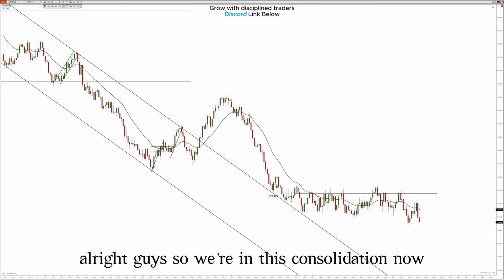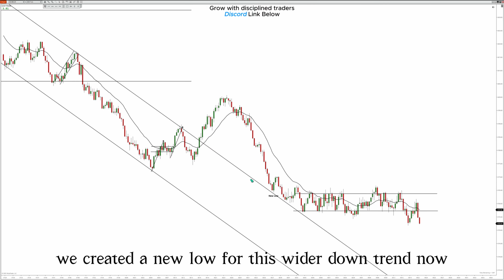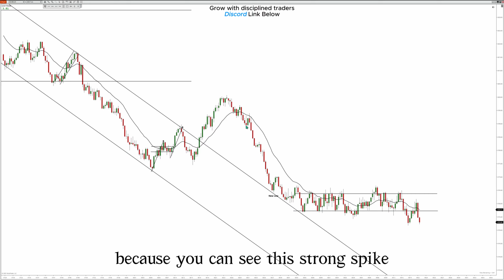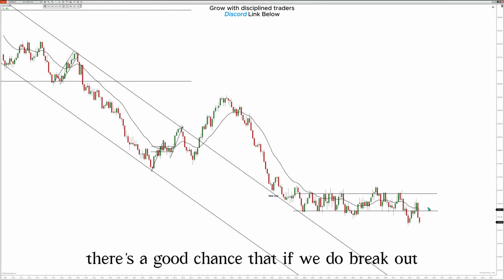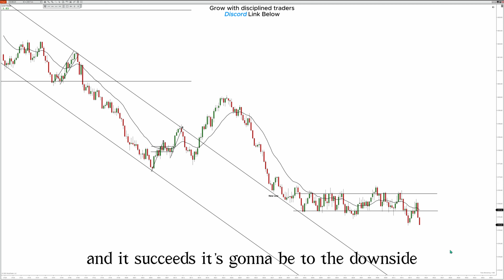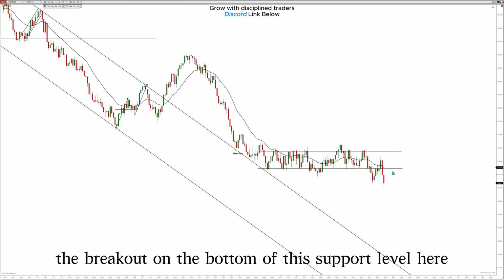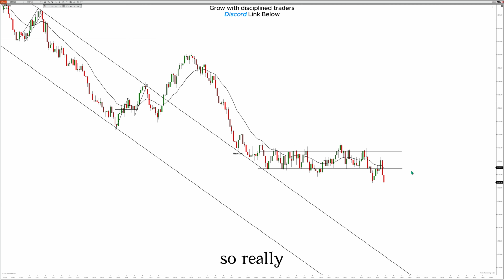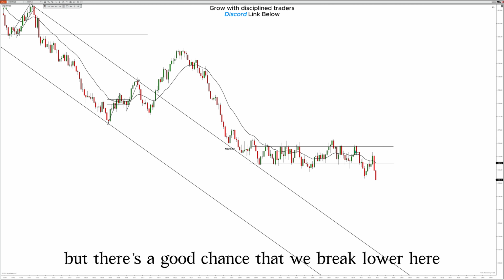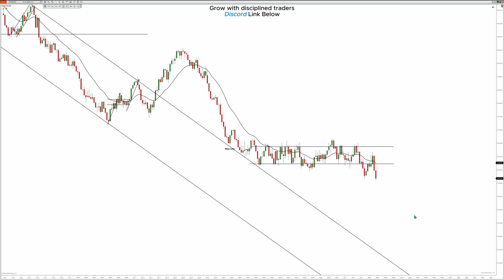All right, guys, so we're in this consolidation now. We created new low for this wider downtrend. Now, because you can see this strong spike, we traded down into this trading range. There's a good chance that if we do break out and it succeeds, it's going to be to the downside. So you definitely don't want to be fading the breakout on the bottom of this support level here. So really just got to wait and see where the market wants to go, but there's a good chance that we break lower here.